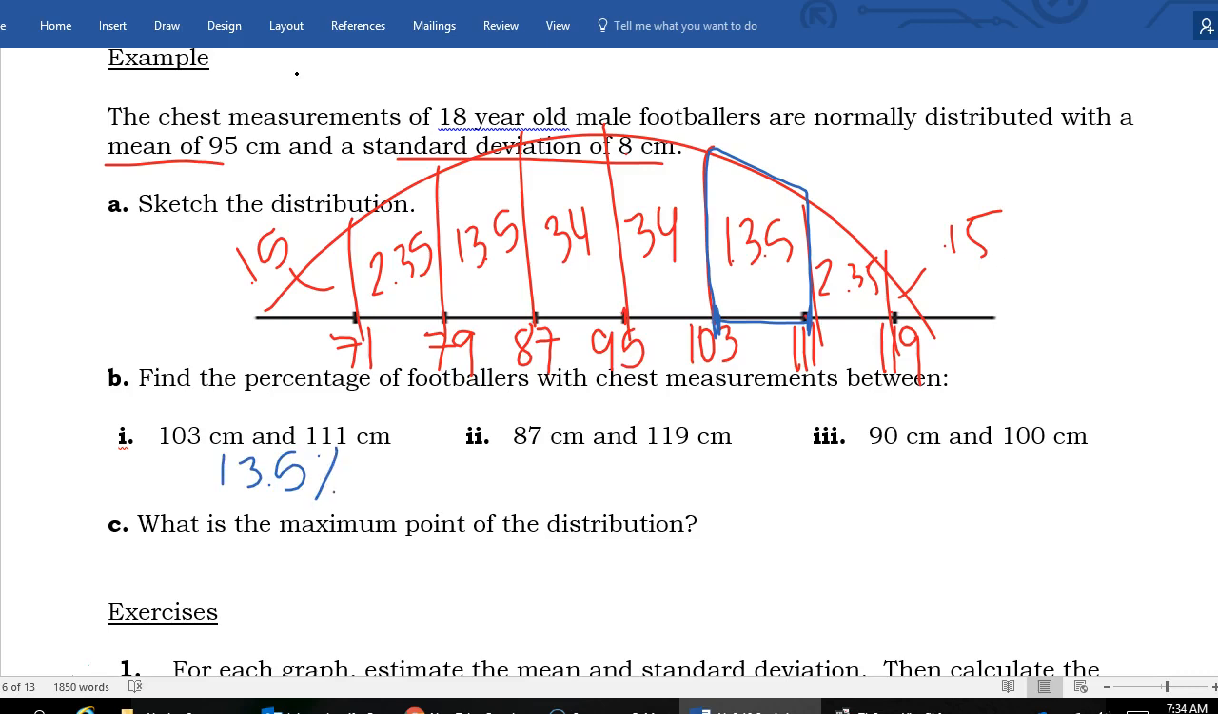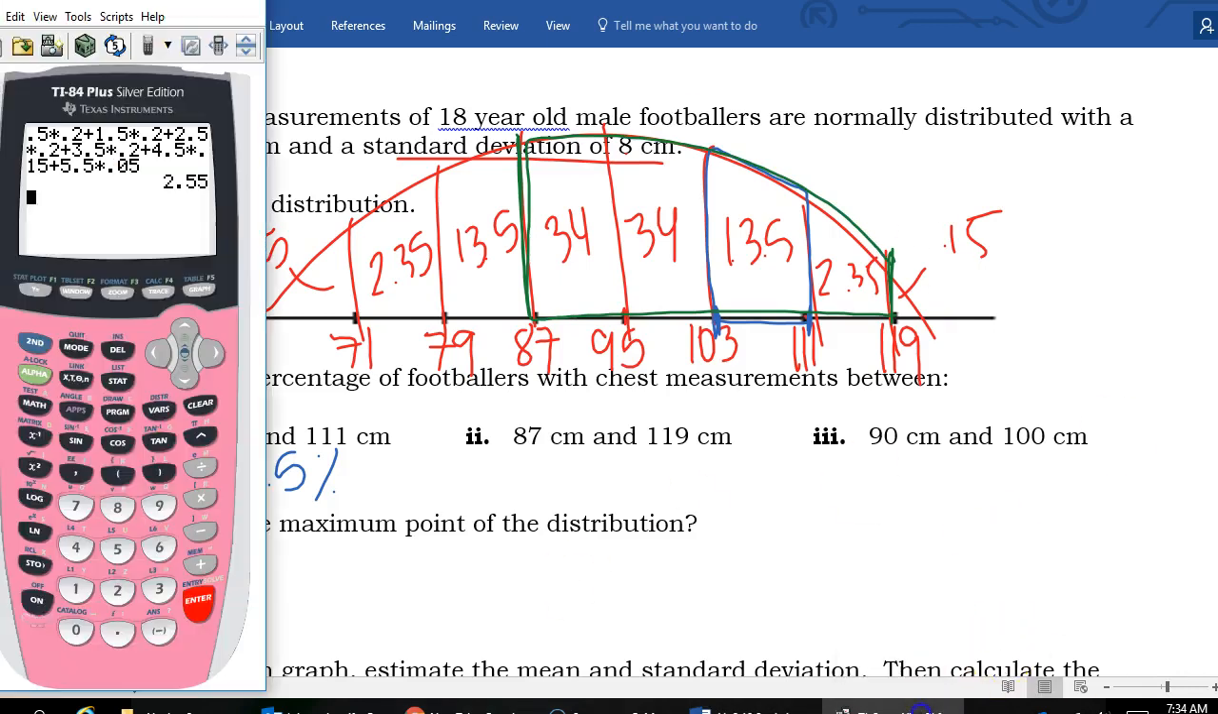The next one says, what percent fall between 87 and 119? Well, here's 87, here's 119, and if I wanted that value, I would add everything between those boundary lines. So that will be 34 plus 34 plus 13.5 plus 2.35. It looks like 83.85% of the population falls in that green region.